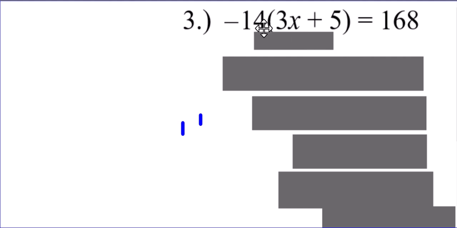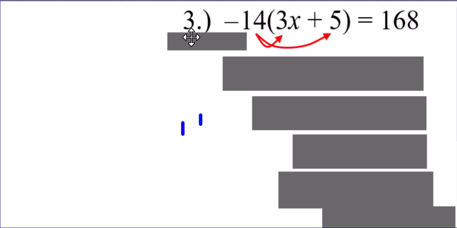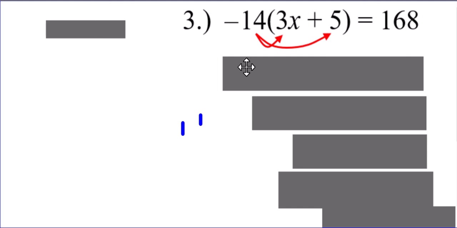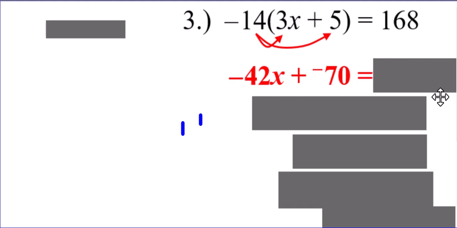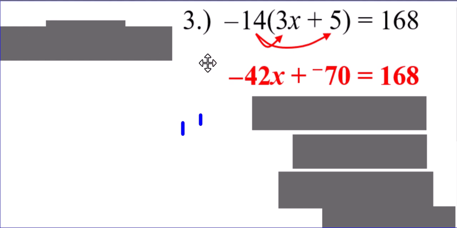Hopefully you recognize this section here is definitely needing the distributive property. So we will take negative 14 times 3x. Use your calculator if you need to. That is negative 42x. Negative 14 times 5 is negative 70. We bring the plus down. Equal sign, and then 168 is obviously 168.